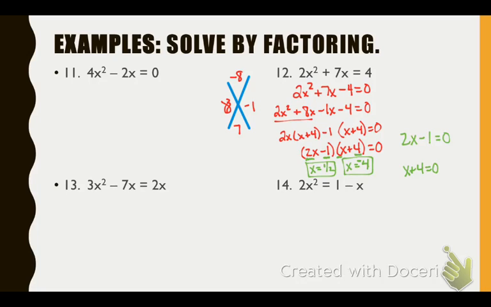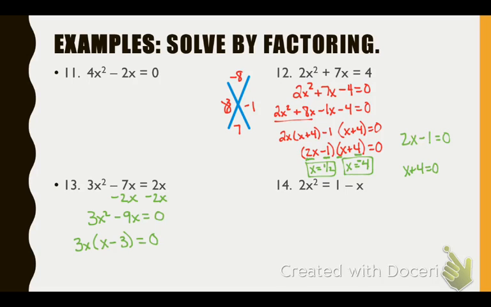Now, even if we look at one like on 13, where I have 3x squared minus 7x equals 2x. Move the x over. So I have moved the 2x over, and I'm going to have 3x squared minus 9x equal to 0. Now, there's no constant. That's okay. Factor out the greatest common factor. So 3x, and then I have x minus 3 equal to 0.